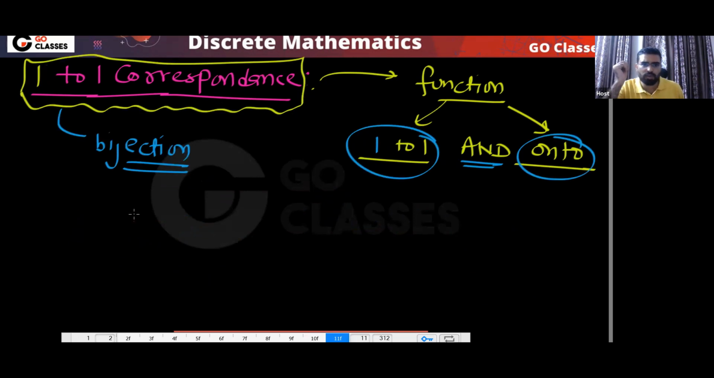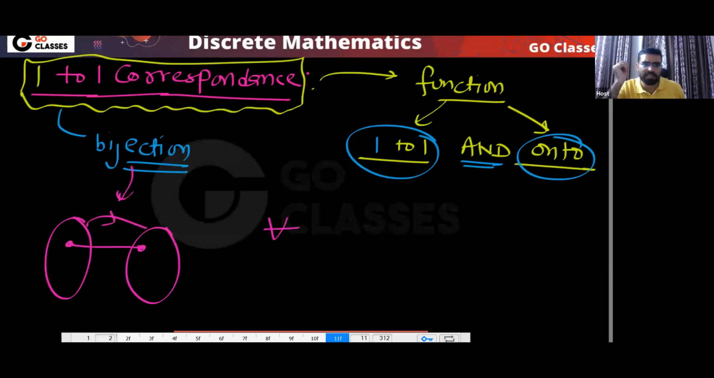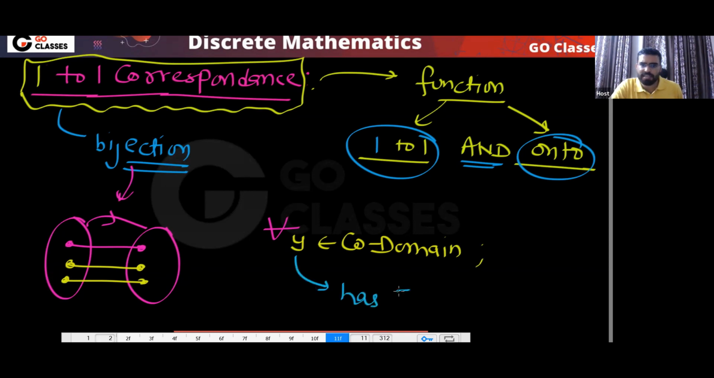So in this, what happens? For every element of the codomain, what do you say in this bijection? You say that every element of the codomain has exactly one pre-image. So for all elements y of the codomain, I can say it has exactly one pre-image. This y has exactly one pre-image. This is the definition of bijection.